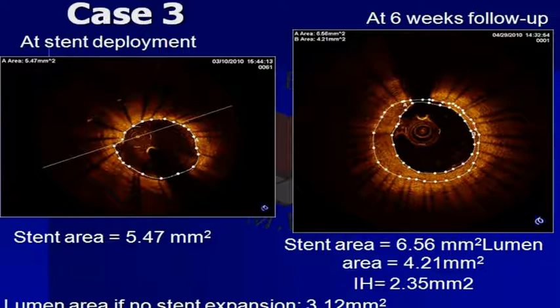The stent area was 5.47 initially. Now, after 6 weeks, it had grown to 6.56. There was quite a bit of intimal proliferation, around 2.35. But because of the expansion, the luminal area still remained respectable at 4.21. So if we did not have this stent expansion, the luminal area would have been 3.12, which is what is considered to be a flow limitation. Whereas because of the expansion, the area still remains not flow limiting, and therefore we did not have to do anything else here.